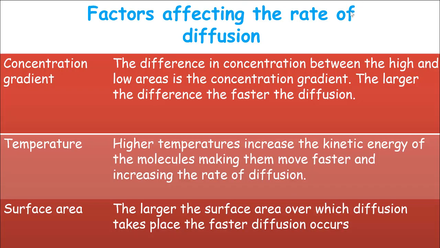Moving on a bit from that, there's several factors that affect the rate of diffusion, and these are shown below. The three factors that affect the rate of diffusion are concentration gradient, temperature, and surface area. Now, a concentration gradient is the difference between concentration between the high and the low areas, and that's called a concentration gradient. The larger the difference, the faster the rate of diffusion.